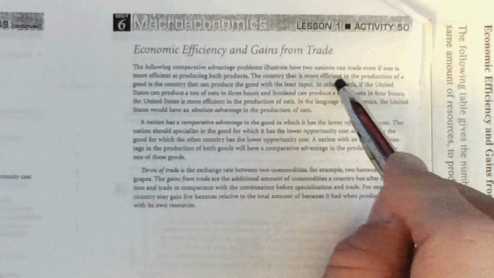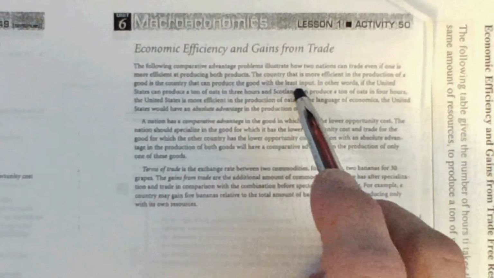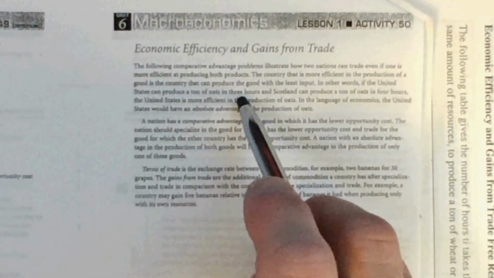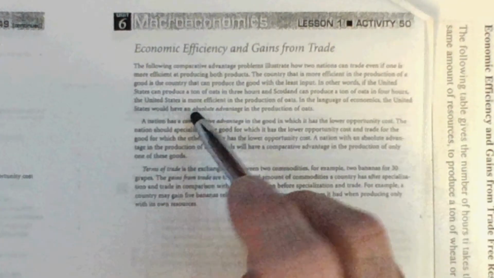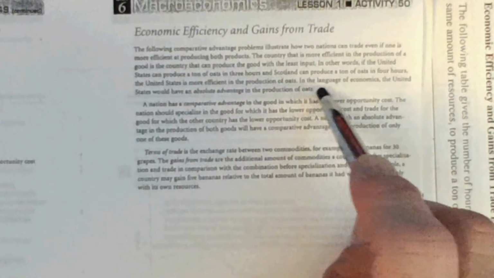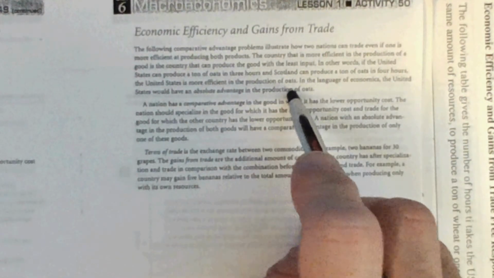The country that is more efficient in the production of a good is the country that can produce the good with the least input. In other words, if the United States can produce a ton of oats in 3 hours and Scotland can produce a ton of oats in 4 hours, the United States is more efficient in the production of oats. In the language of economics, the United States would have an absolute advantage in the production of oats.